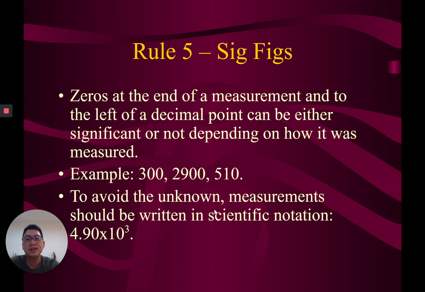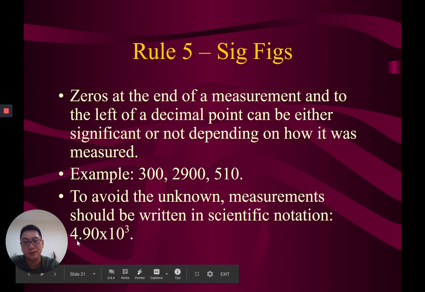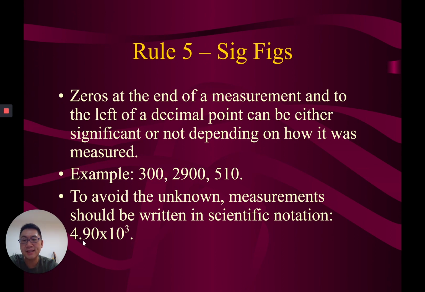So to avoid the unknown, measurements should be written in scientific notation. Like 4.90, that's 3 sig figs. It's at the end, behind the decimal point. If it's before the decimal point, we're not sure, but behind the decimal point, to the right of the decimal point, we do know that it is significant. So if you're not sure, they really should be written in scientific notation.